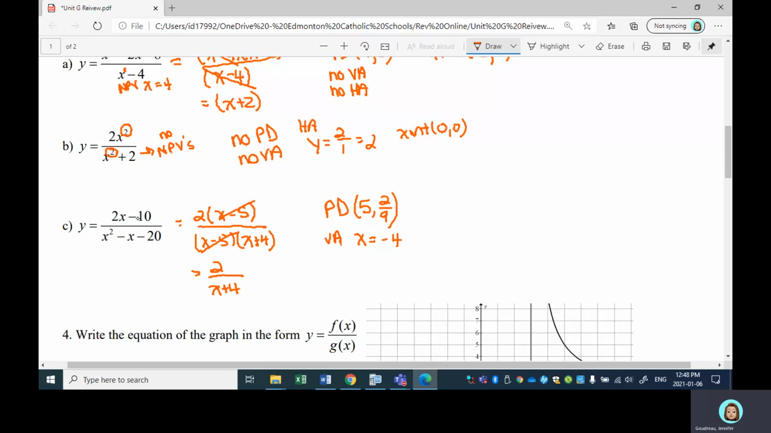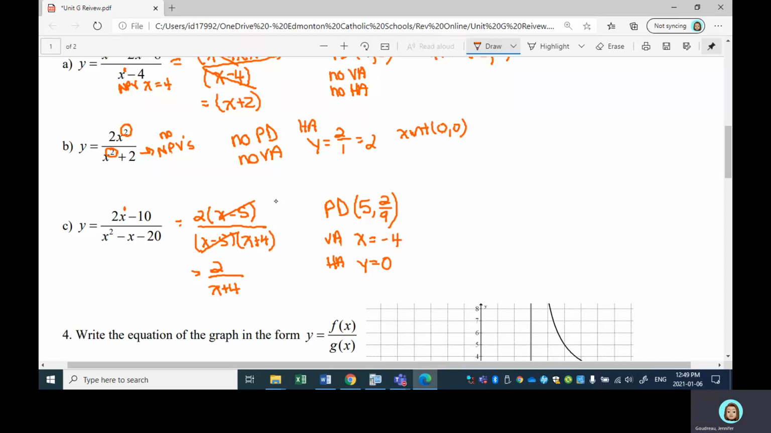Our horizontal asymptote: in this case, we have a degree of 1 in the numerator and a degree of 2 in the denominator, which means our denominator is growing much faster than our numerator. That means we will have a horizontal asymptote at y is equal to 0.